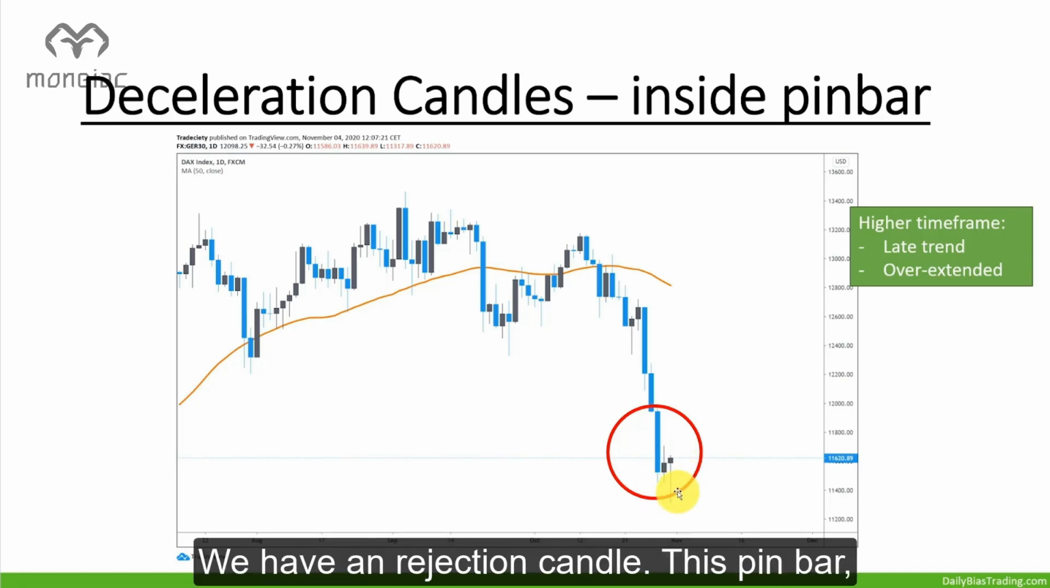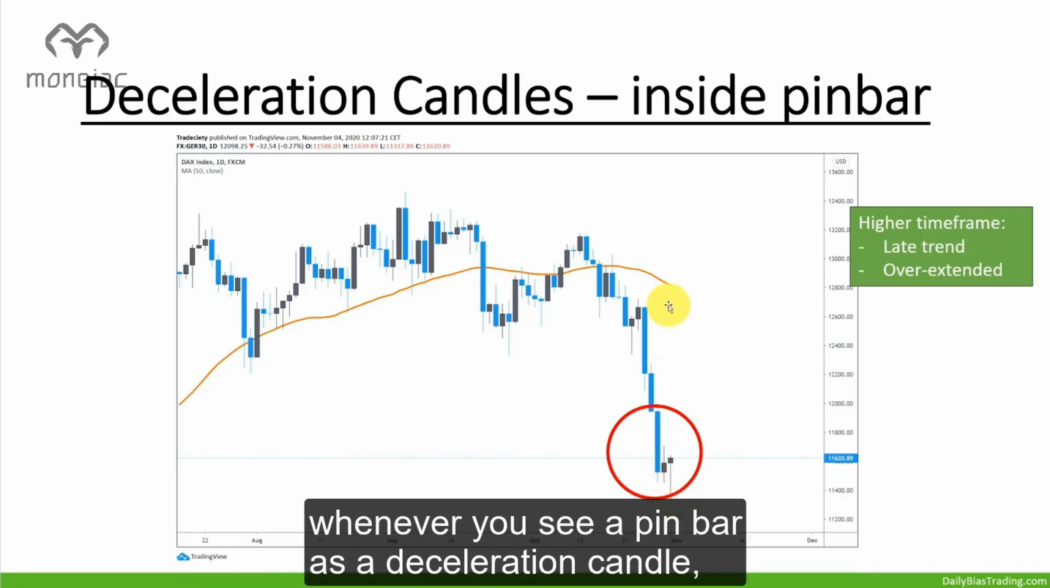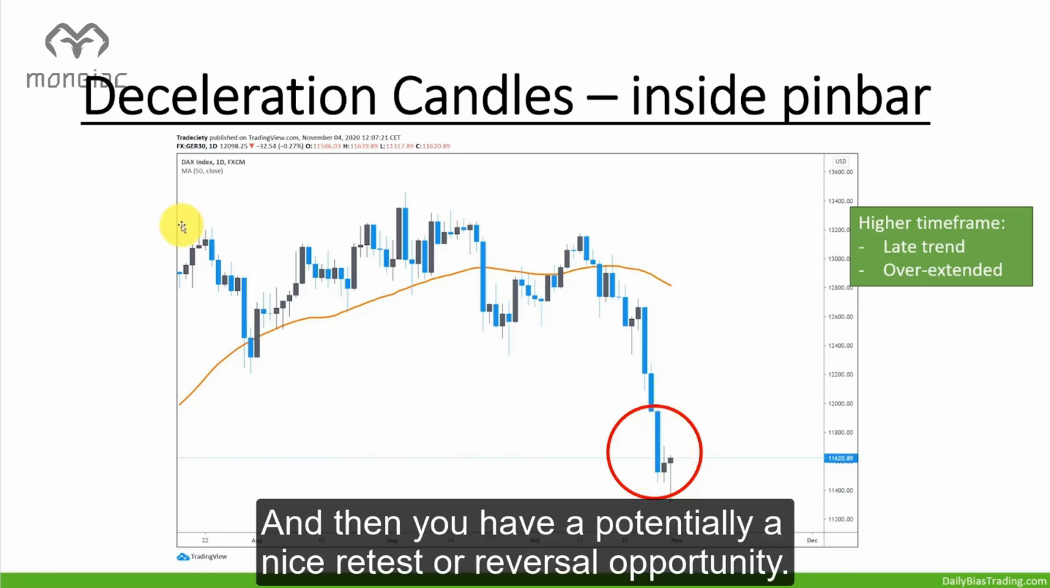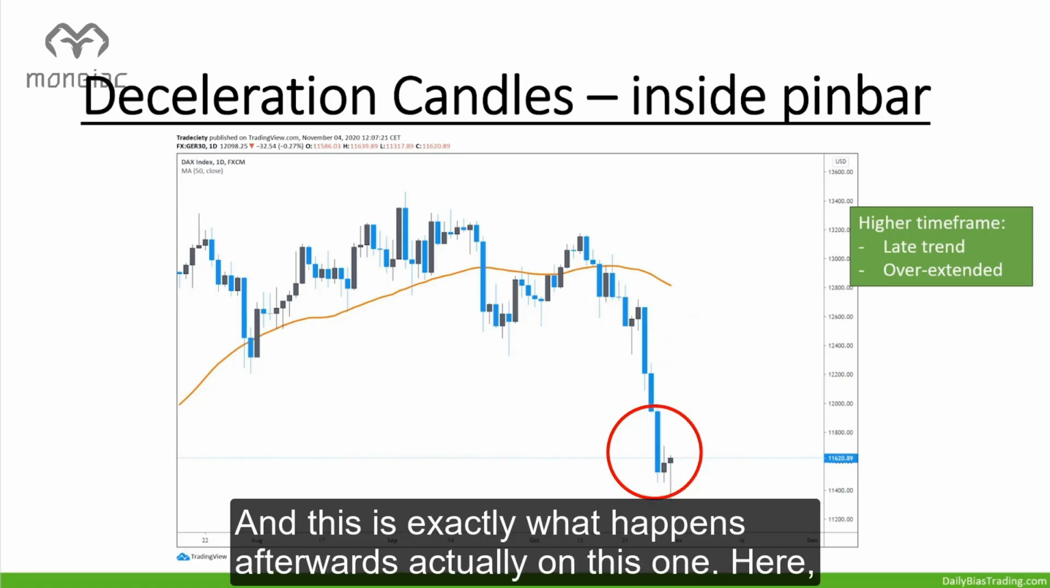Here we have a rejection candle. This pin bar, whenever you see a pin bar as a deceleration candle, those are one of my favorite ones. It's very far away from the moving average, and then you have potentially a nice retest or reversal opportunity, and this is exactly what happens afterwards actually on this one.